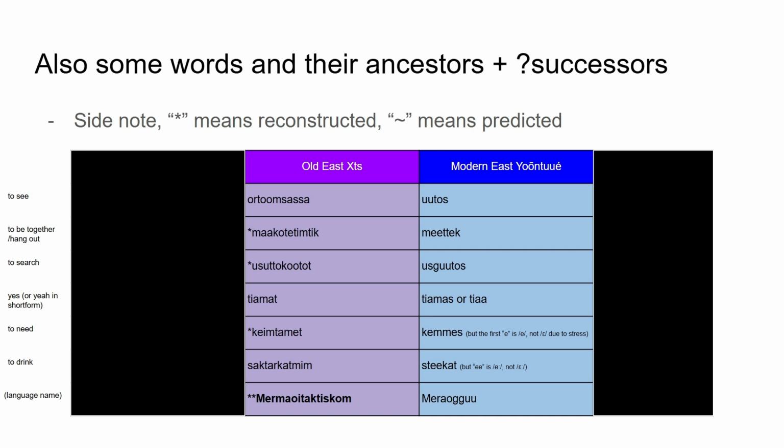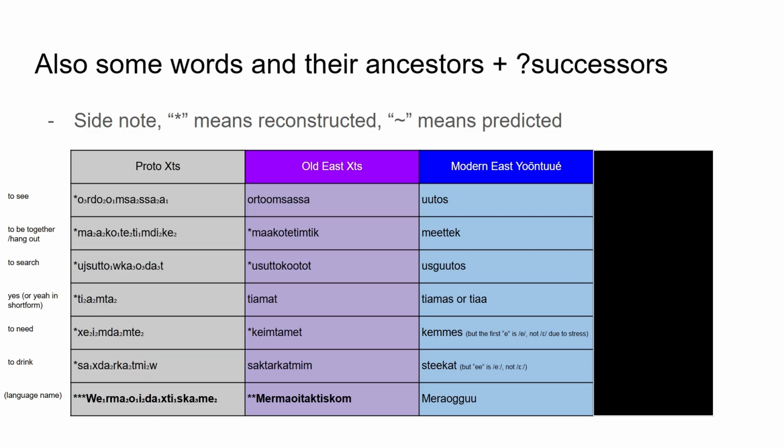Now, one step back, we arrive at Old East. Fortom sassa, maakotetintik, usuttokotot, tiamat, keintamet, saktarkatmim, mermoitaktiskom. As you can see, some words like Ortom, Sassa, and Tiamat have written record, so they don't have the literal asterisk next to them.